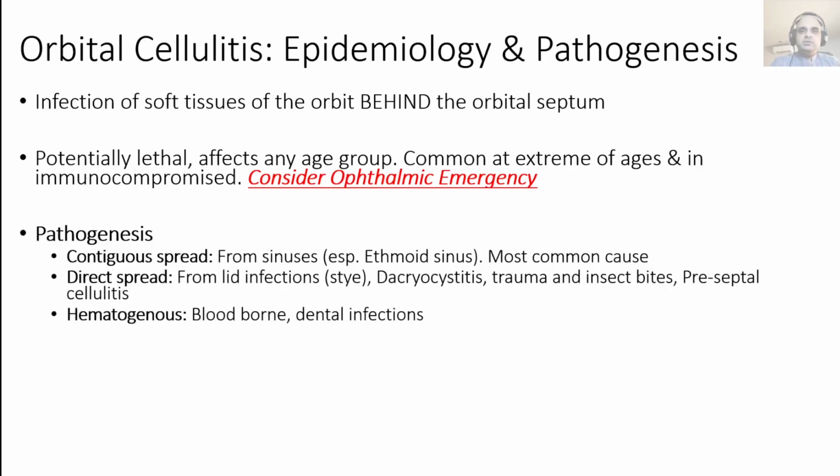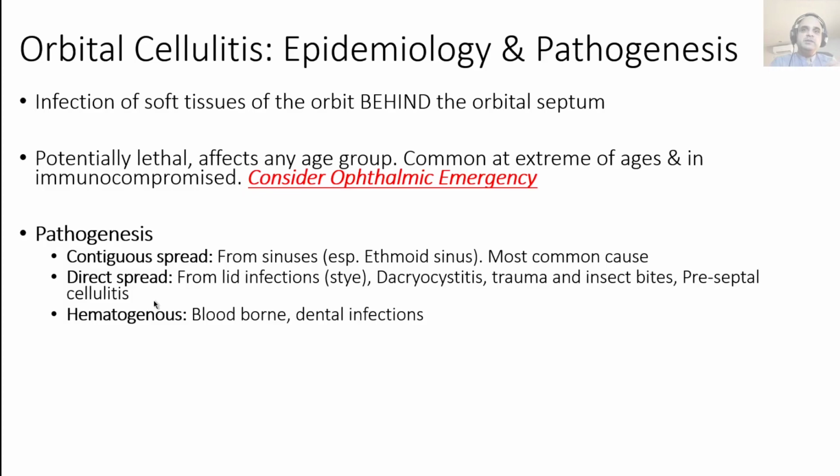The source of infection again is similar to that of pre-septal cellulitis. You can have contiguous spread from paranasal sinuses, which is again the most common cause, and the most common sinus that can transfer infection to orbital tissue is the ethmoid sinus. You can have a direct spread from a lid or adnexal tissue infection, like for example, dacryocystitis, trauma, which introduces organisms into these tissues, insect bite, and pre-septal cellulitis.